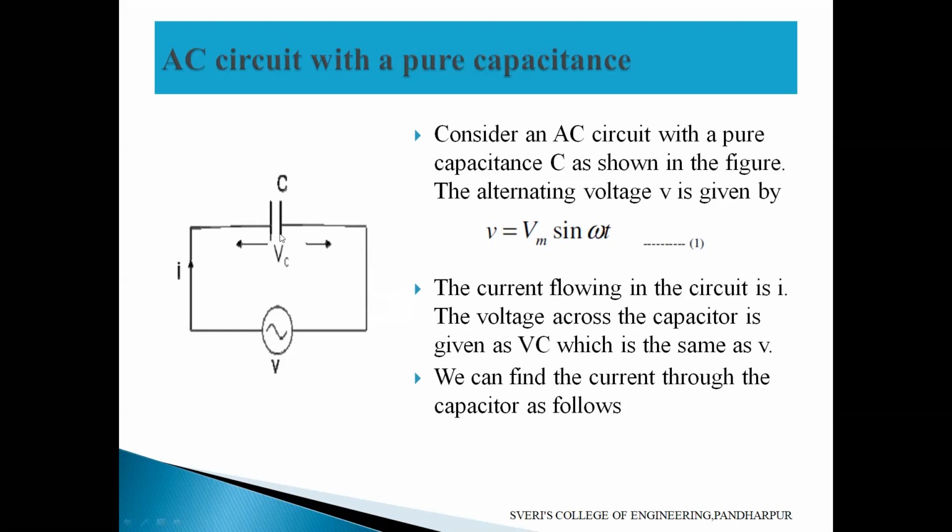Here, the AC voltage source is supplied across the capacitor. Because of this supply, the current flowing through the circuit is I, as we have considered, and the voltage across the capacitor is VC, which is equal to V. We are going to call it that here.